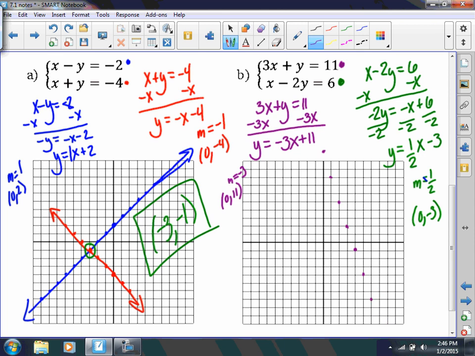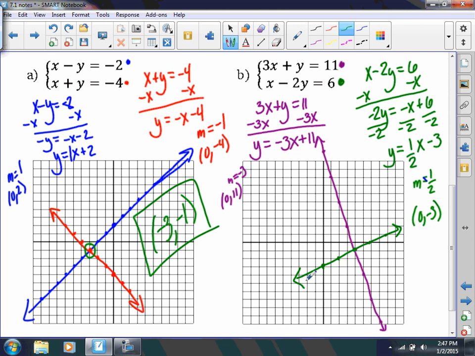And then when I connect them, I want to be precise here. You can use a ruler, you can use the edge of a notebook, you can use your ID. And then the other line is going to be 0, -3 for my intercept, and then 1/2. So I go up 1 and over 2. Up 1 and over 2. There we go. There's where the lines cross. So that's going to be my solution.